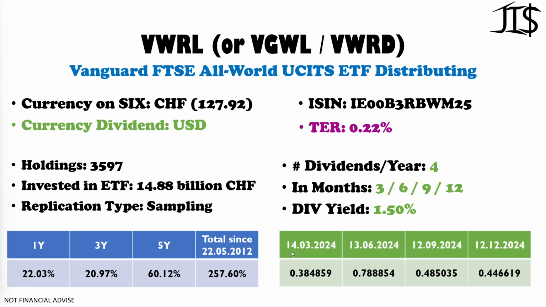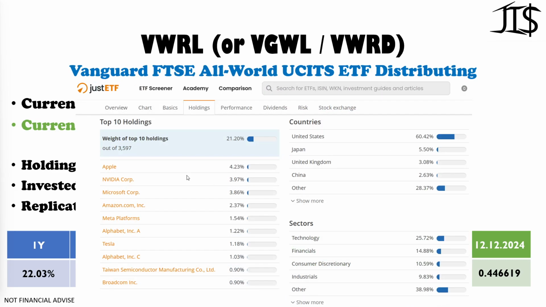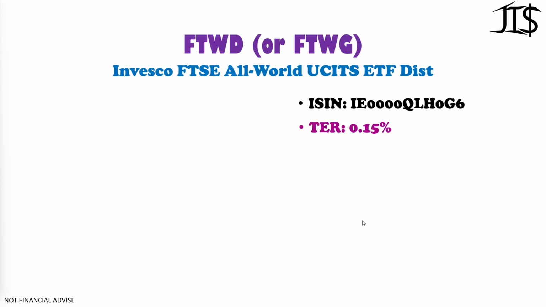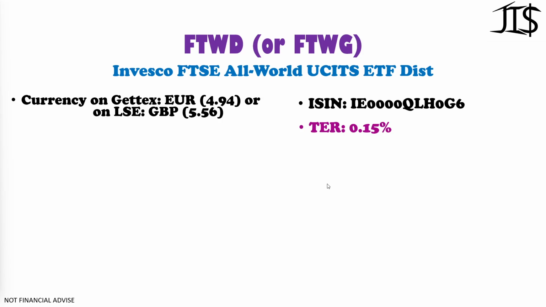And here you can see that the distribution is quite nice. Only in June it's a bit higher, but I'm not going to complain about that. And once again, Apple, Nvidia, Microsoft, Amazon, the usual suspects. Here it's 60.40% that the United States make up, and the technology sector makes up a little bit less with almost 26%.